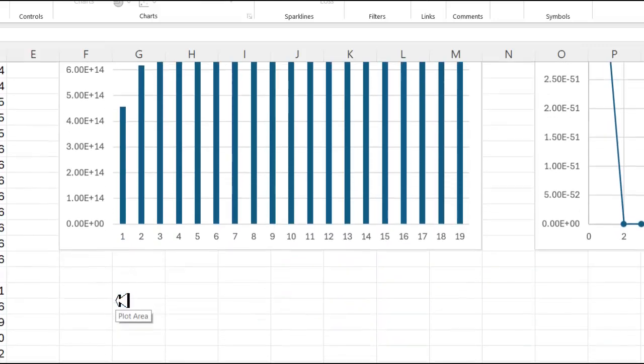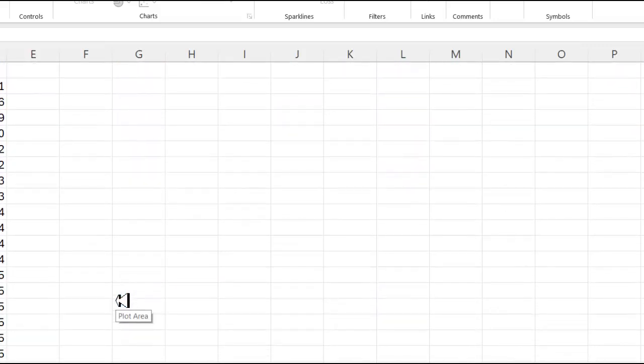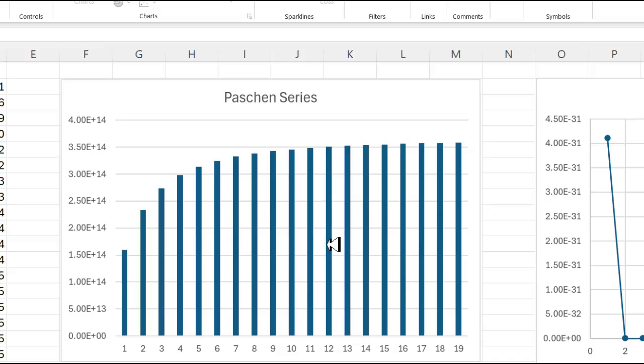In fact, all of these series, the Paschen series looks like this. They all look very similar. They all start off with a steep curve, and they're all approaching a certain value. So I think we need to look closer at these frequencies to see if there is in fact any heterodyning going on between these different energy levels.